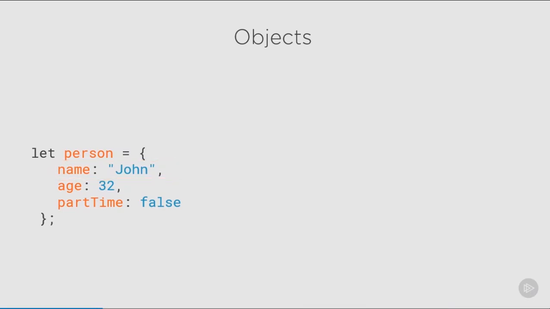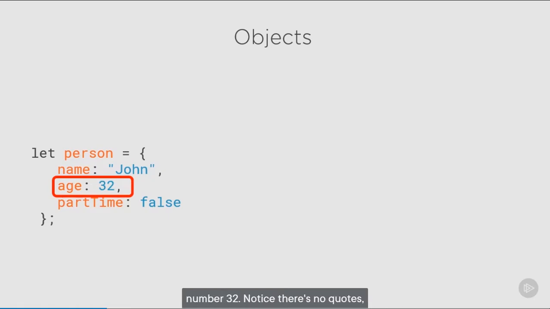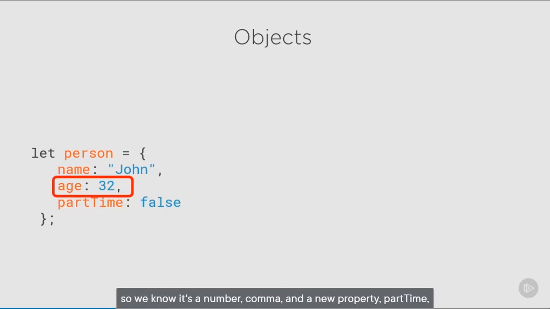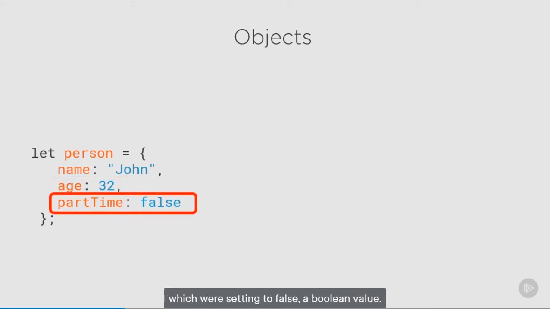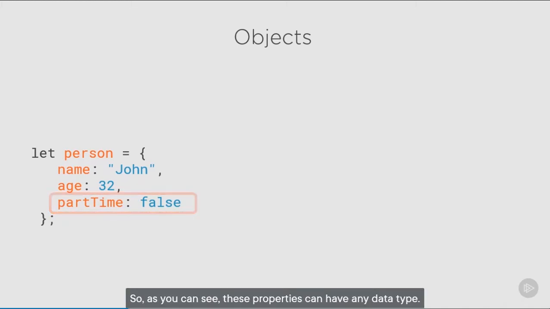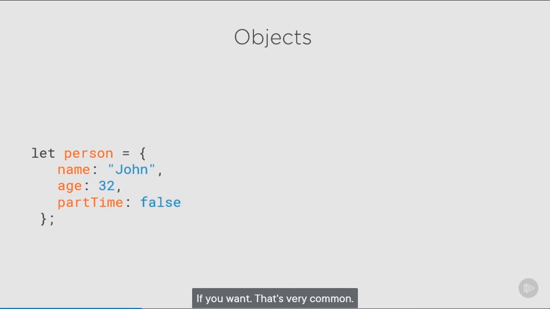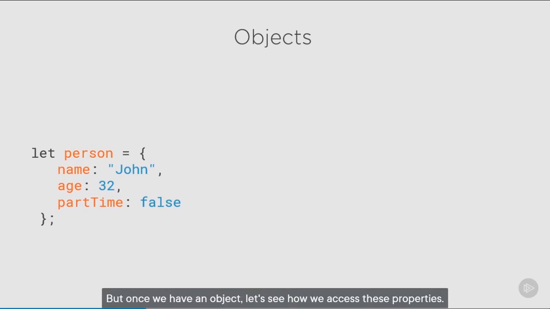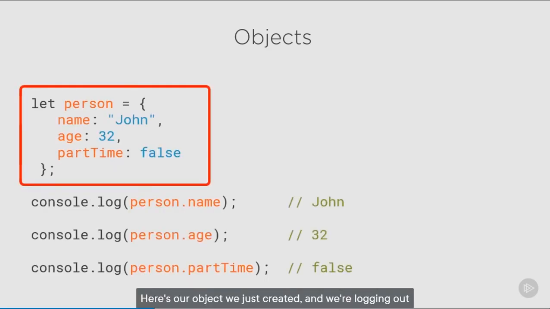And for multiple properties, we need to separate those by commas. We have a property age that we're setting to the number 32. Notice there's no quotes, so we know it's a number. Comma. And a new property part-time, which we're setting to false, a Boolean value. So as you can see, these properties can have any data type. You can even have objects inside other objects if you want. That's very common.